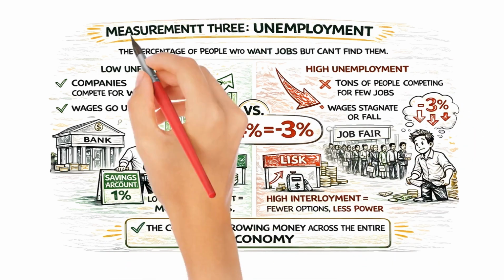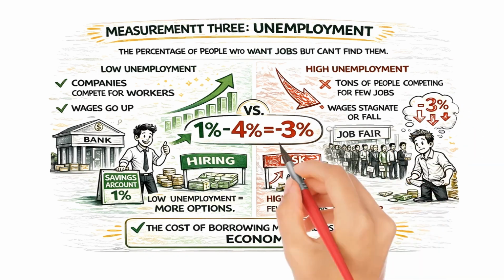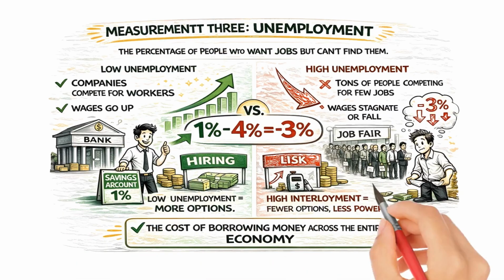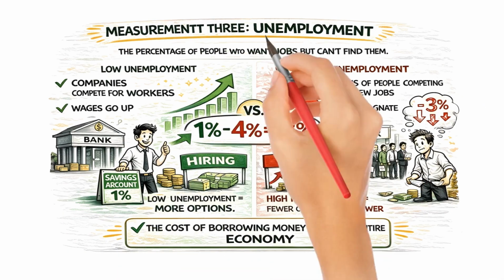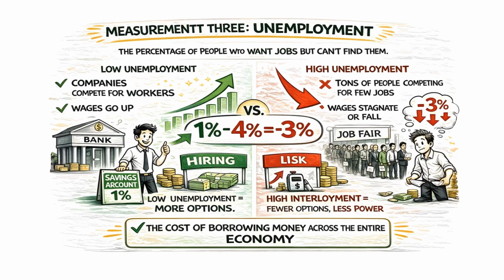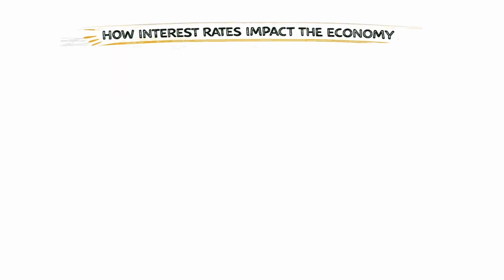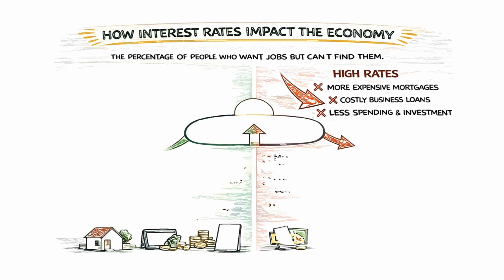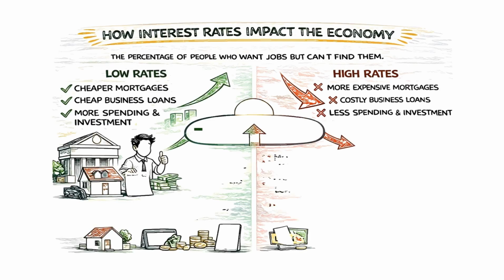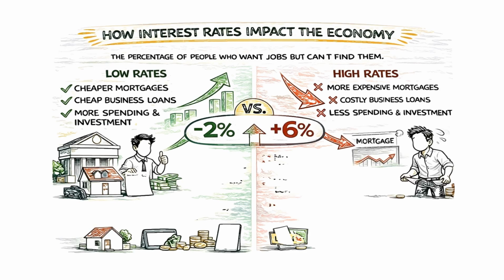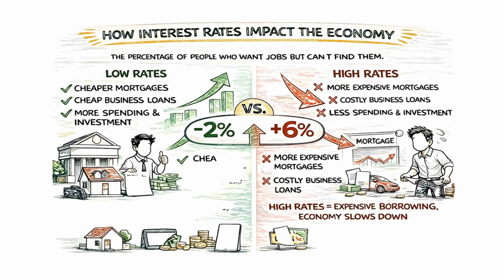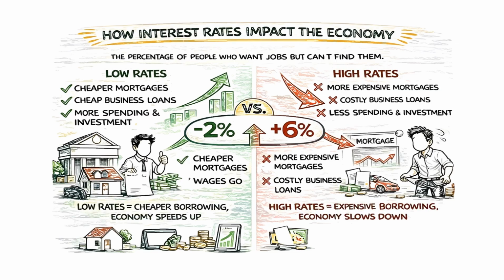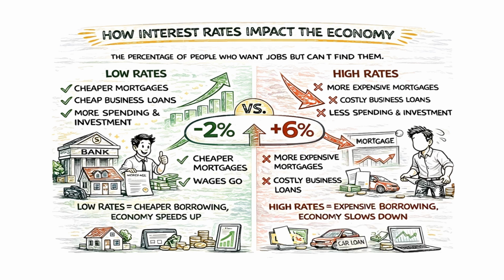Measurement 4, interest rates, set by the Federal Reserve in the United States or other central banks in other countries. Interest rates are the cost of borrowing money across the entire economy. When rates are low, mortgages are cheap. Business loans are cheap. Borrowing is easy. This encourages spending and investment. When rates are high, everything costs more to finance. This slows down the economy. Interest rates affect your mortgage payment, your credit card rate, your car loan, and they affect stock prices, bond prices, and real estate values.